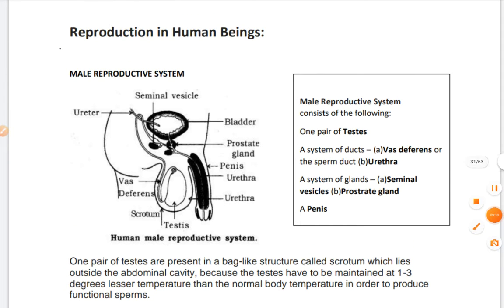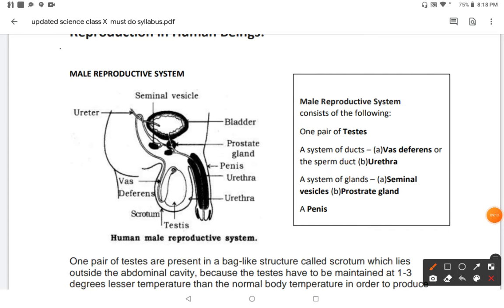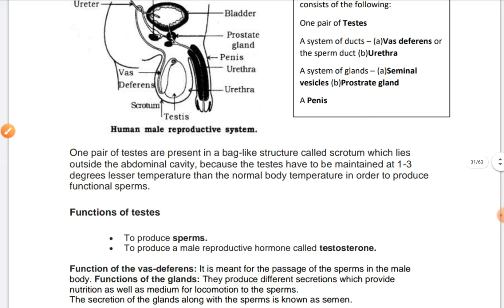Now we will discuss the male reproductive organs and the female reproductive organs. So the male reproductive system consists of a pair of testes and a system of ducts, that is the vas deferens and sperm duct or urethra. There are two glands, the seminal vesicle and the prostate gland, and the penis. This is about the male reproductive system and how it takes place.